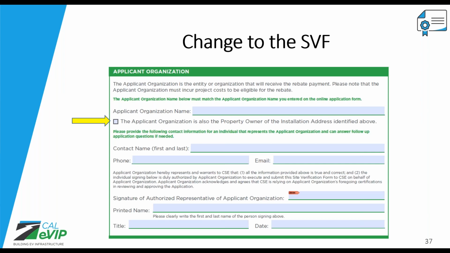For those of you familiar with the site verification form from previous Cali VIP applications, you will notice that it looks almost identical. The only update is this checkbox here next to the sentence, "The application organization is also the property owner of the installation address identified above." If you are the property owner, you will simply check this box.